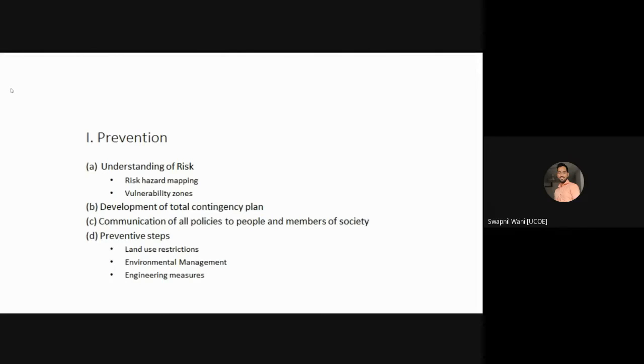Then we have to identify vulnerability zones. As we know, public places are more vulnerable to any type of hazard. We have to identify such zones, then develop a total contingency plan, and communicate all policies to people and members of society. Everyone should understand and know what the different government policies are that will help them in prevention of disaster.